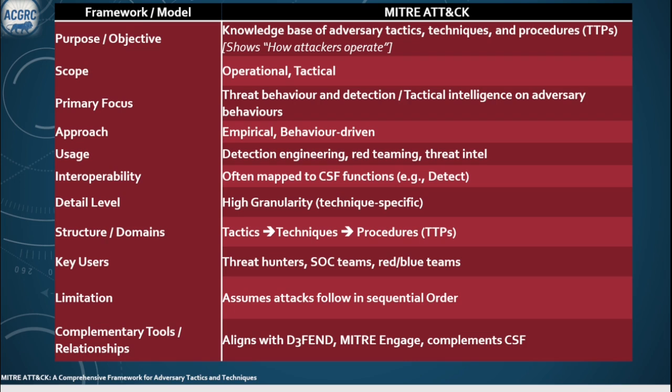Generally, it aligns to D3FEND and MITRE Engage, and it definitely complements the CSF. The intention behind this slide is specifically to give you a top view and a perspective on the coming aspects of the video. We'll go through these in detail to help you get a perspective.